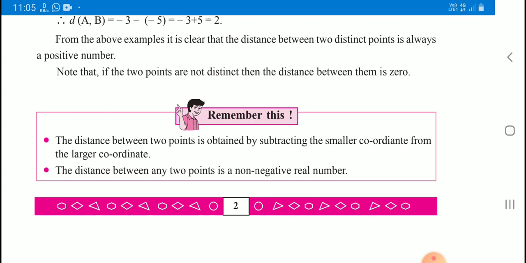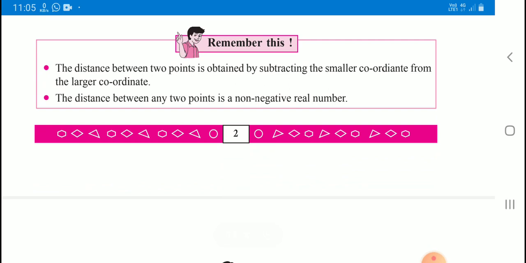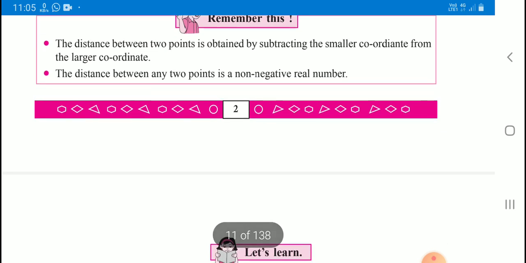always a positive number. Now remember this, the distance between 2 points is obtained by subtracting the smaller coordinate from the larger coordinate, and for that you have to use the rules of integers, whatever you have studied in previous classes. The distance between any 2 points is a non-negative real number. Means the distance between any 2 points should always be a positive number.